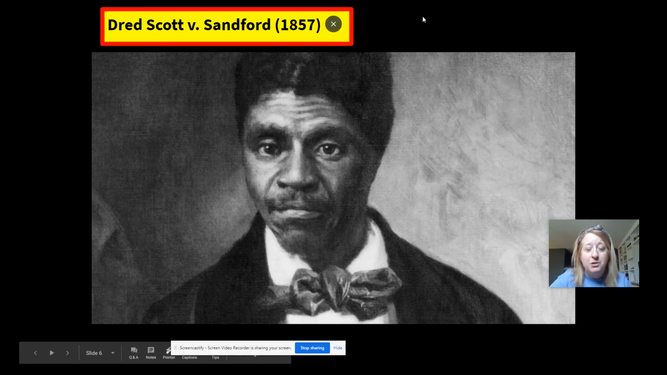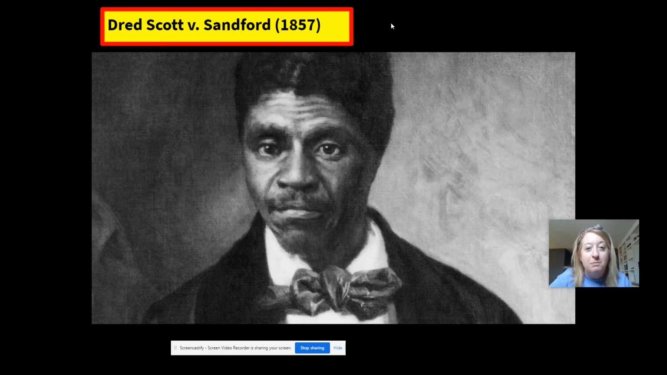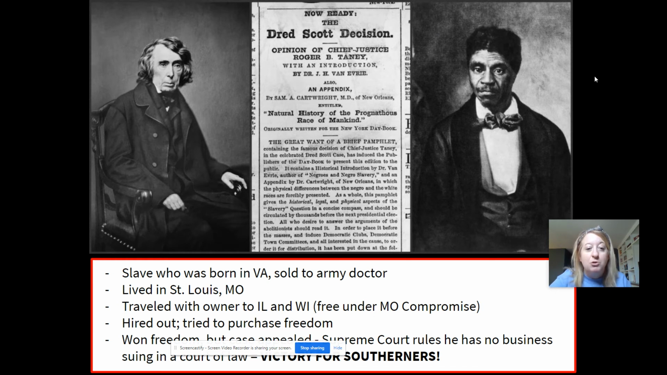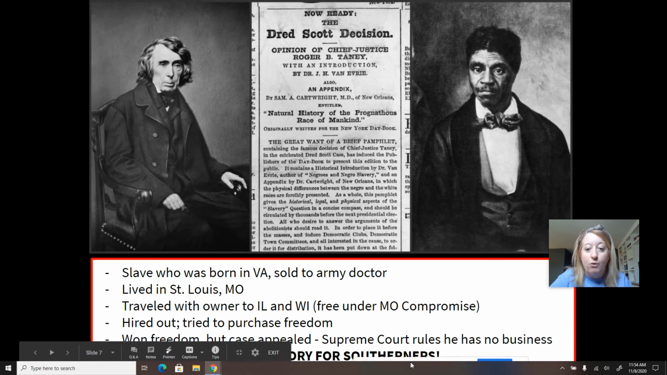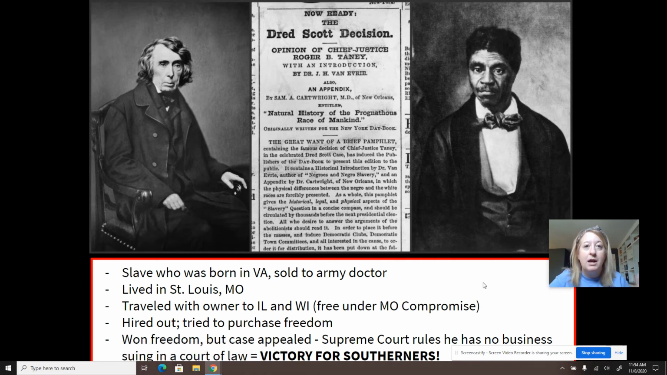On a different note, I also want to discuss a Supreme Court case that was years and years in the making, and that's Dred Scott versus Sanford in 1857. So Dred Scott was a slave. He was born in Virginia and spent some time elsewhere before he was sold to a military doctor. He lived in St. Louis, Missouri. And then during his time with his owner, traveled with that military doctor to various military forts in both Illinois and Wisconsin. Now, under the Missouri Compromise, Illinois and Wisconsin were deemed free territories.